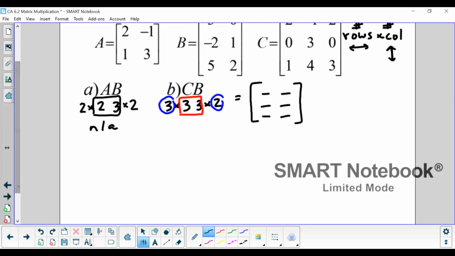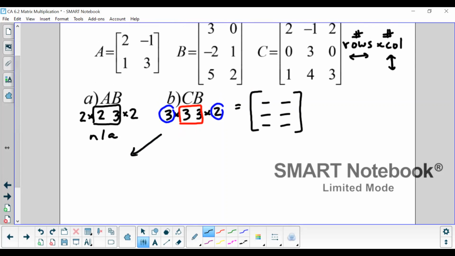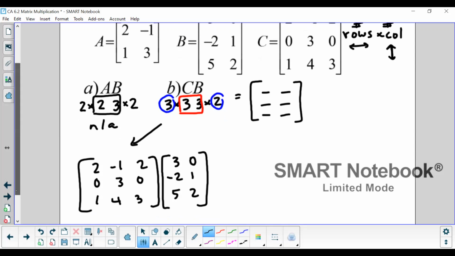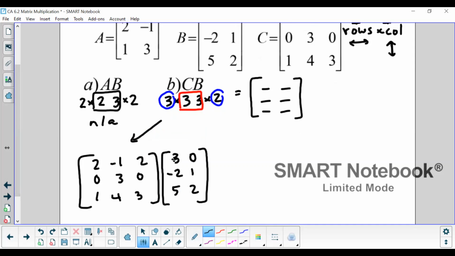All right, so now that I have that set up, I'm going to write my matrices out down here. So here's C: 2, -1, 2, 0, 3, 0, 1, 4, 3. Times B. And remember, the order matters, so we have to put C first and B second. So the first thing we're going to do is the first row of C times the first column of B. That's going to give me one number, and it's going to go in my answer matrix at row 1, column 1. You see how that corresponds? Multiply row 1 times column 1, that answer is going to be in row 1, column 1.